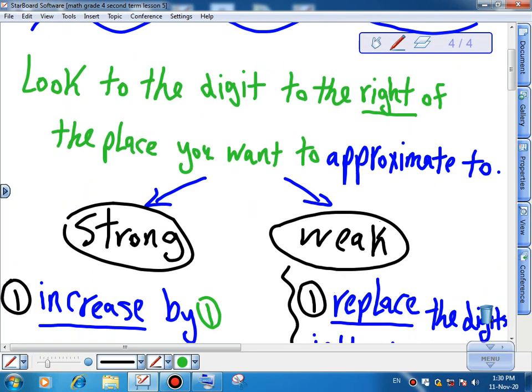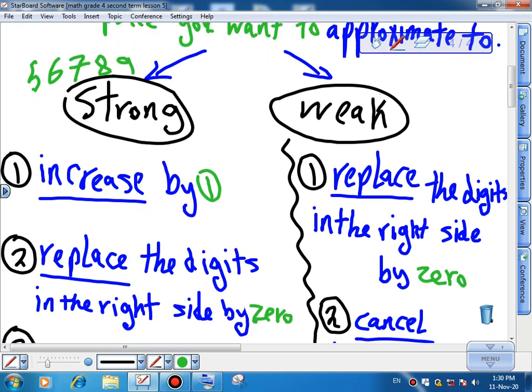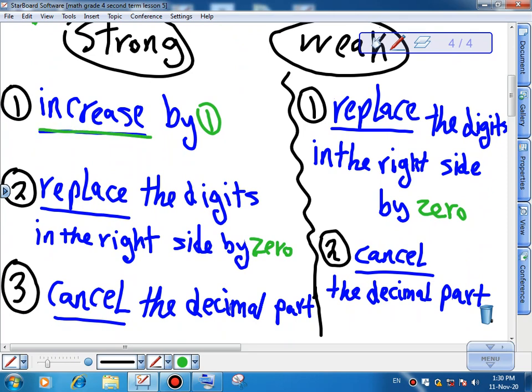If the digit to the right is a strong number, which is 5 or more, 5, 6, 7, 8, 9, what will I do? The same rule: just increase it by 1, add 1 to this place, and the next step, replace the digits on the right side by 0. Every digit on the right side will be replaced by 0.